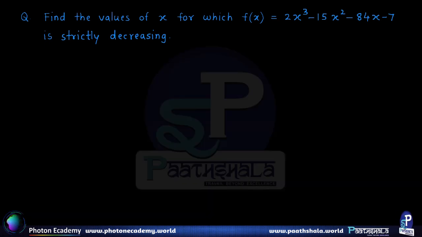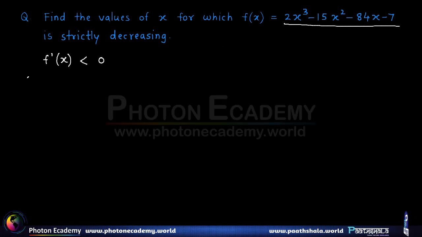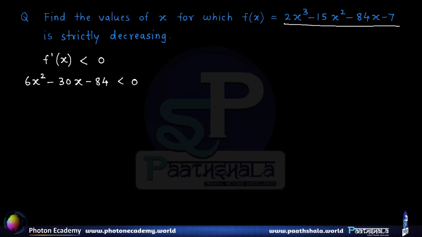So since the function is strictly decreasing, we have to say that the derivative must be strictly less than 0, right? Now to get the derivative of this particular expression, the first term will be 6x square, minus the second term 30x, and minus 84. The derivative of 7 is 0. Now we want this particular expression to be negative. Now we can cancel out the factor of 6. So we are left with x square minus 5x minus 14 to be less than 0.